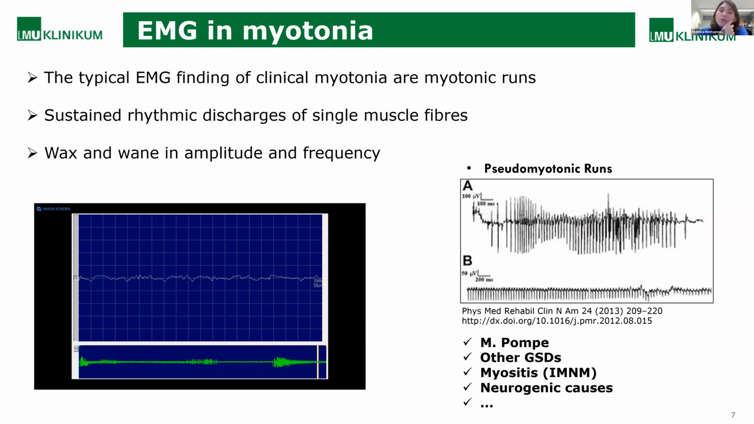And we need to distinguish these typical myotonic runs from pseudo-myotonic runs or high-frequency discharges, where we have, differently from classical myotonic runs, a sudden onset and sudden interruption of these discharges without major differences in amplitude and frequency. And we can see these kind of discharges in many other neuromuscular diseases, as for example in Pompe disease, other glycogen storage diseases, and really often also in necrotizing myopathies.